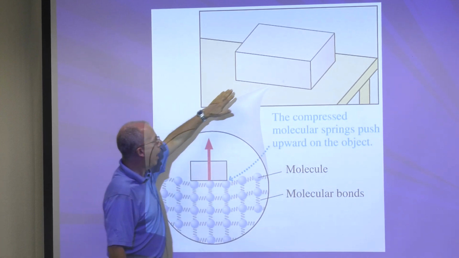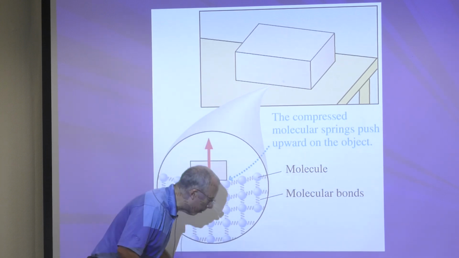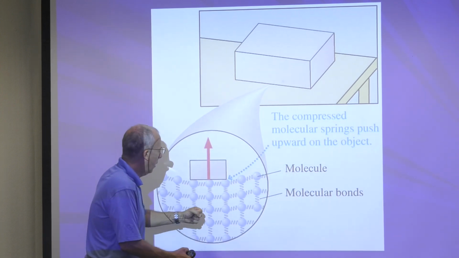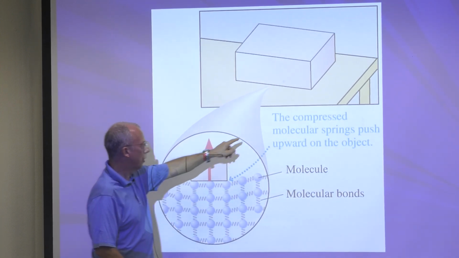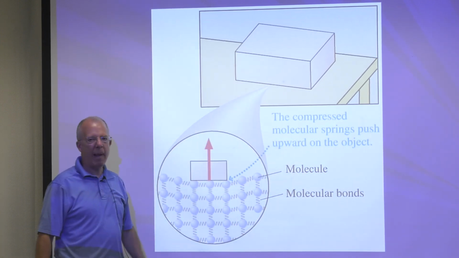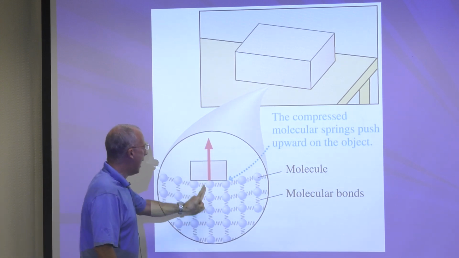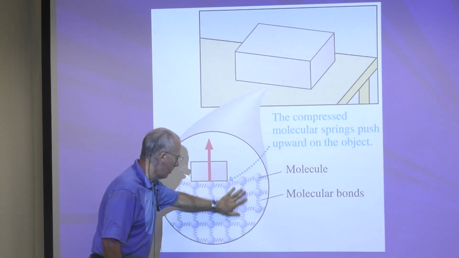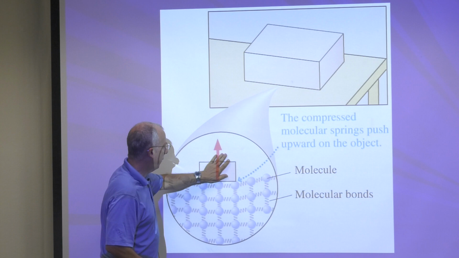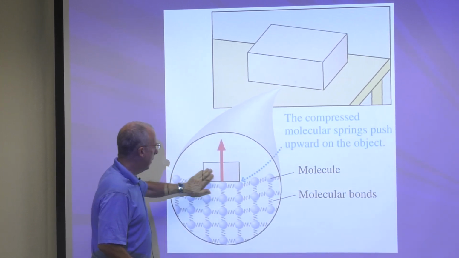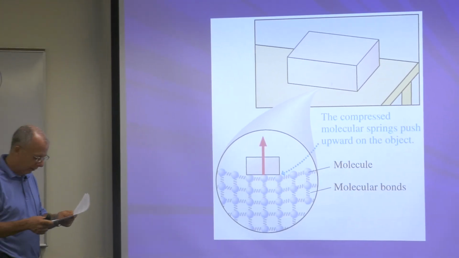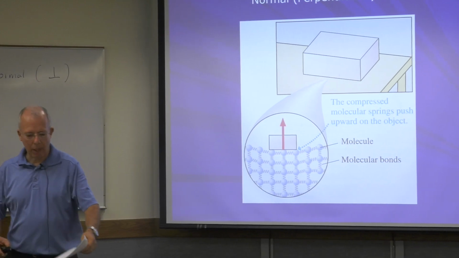Earth is pulling down on the box, but these molecules are held together by these bonds, so they're getting compressed. The compressed molecular springs push upward on the object, like a mattress or a box spring. That's the upward normal force, and it comes from the molecules and the molecular bonds. What happens if this box is so massive that it breaks these molecular bonds? Well, then the table breaks.